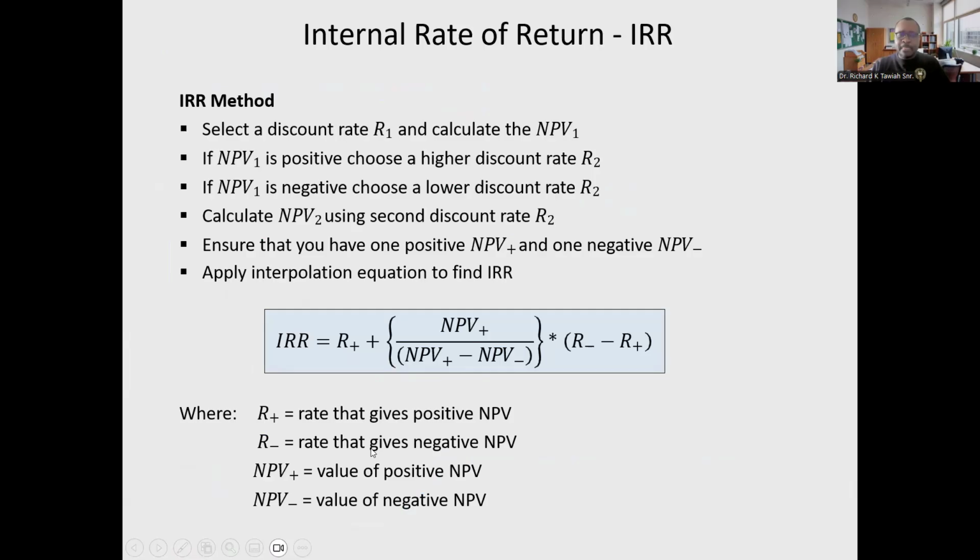So this is the formula I'm talking about. I would normally say IRR is equal to the smaller rate, the R plus, the smaller rate, plus the NPV of the smaller rate divided by the NPV of the smaller rate minus the NPV of the bigger rate.